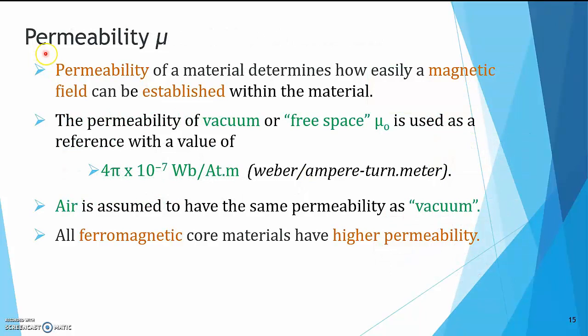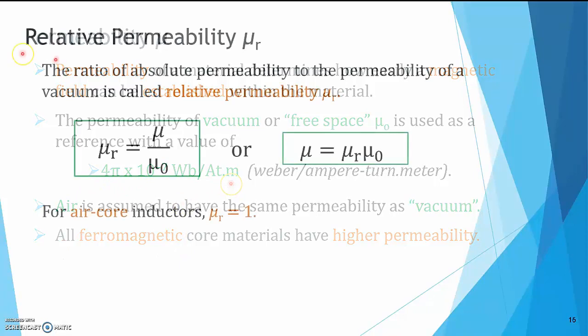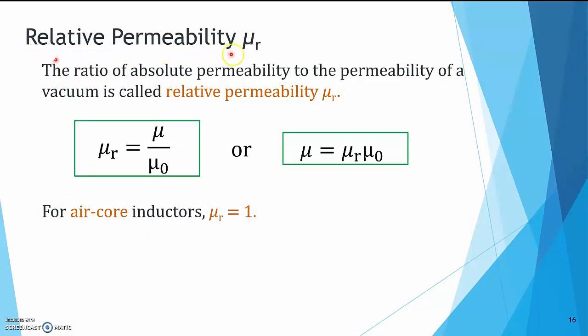You have learned about permeability in the units of electromagnetism. Let's have a recapitulation quickly. Permeability of a material determines how easily a magnetic field can be established within the material. The permeability of vacuum, free space and air is denoted by μ0 and has a value of this. The permeability of all ferromagnetic material is higher than μ0. The relative permeability μr of a material is equal to the permeability of the material μ divided by the permeability of vacuum μ0. So μ is equal to μr times μ0.